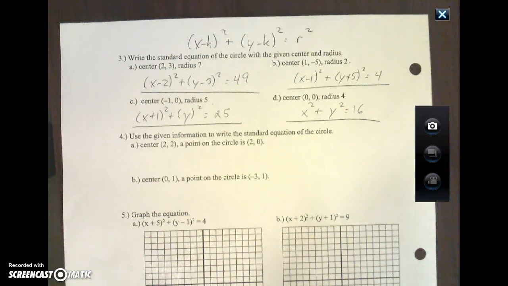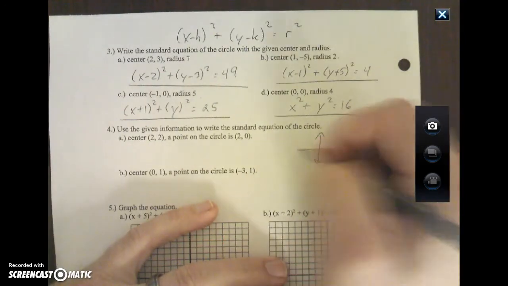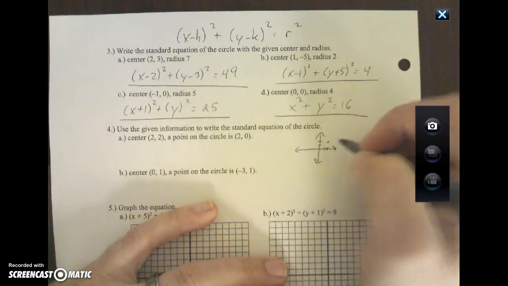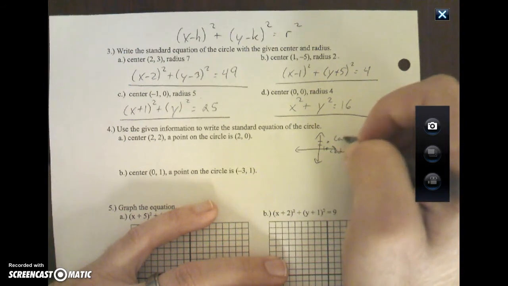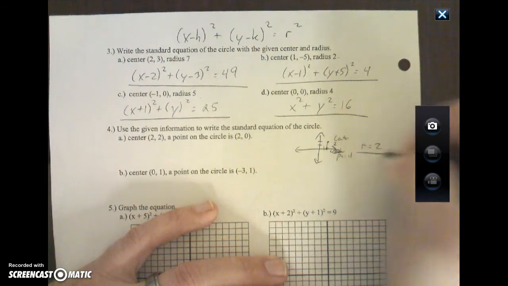All right, now, use the given information to write the standard equation of a circle. They're telling you a center and a point on the circle. So, just real quick, draw this out. 1, 2, 1, 2, and then 2, 0. Oops, center's up here, and then here's a point. You need the radius. Well, what's the distance down? The distance is 2. Therefore, our radius is 2.